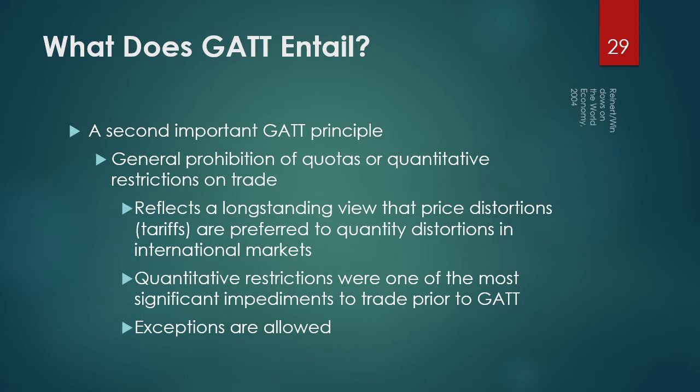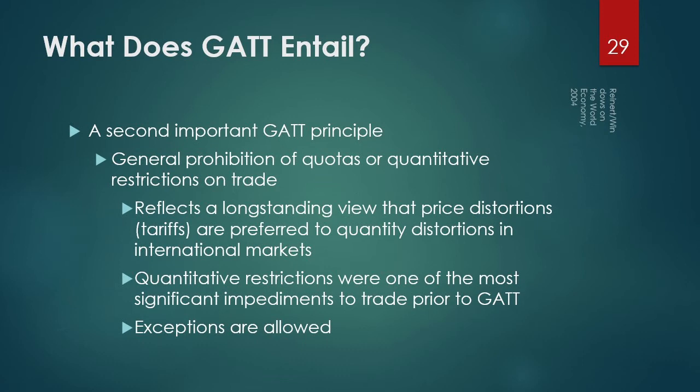A second important GATT principle is the general prohibition of quotas or quantitative restrictions on trade. This reflects a long-standing view that price distortions, tariffs, are preferred to quantity distortions in international markets. Quantitative restrictions were one of the most significant impediments to trade prior to the establishment of GATT. And again, however, exceptions are allowed.